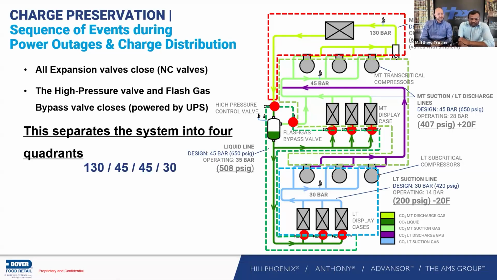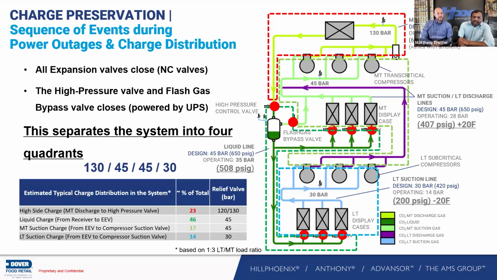So the importance of this is, we did an analysis on a typical supermarket store, which has about a 1:3 load ratio of MT to LT. Then we did a charge calculation, looking at where all these charges reside, in which quadrant, because that's more important when it comes to charge preservation. It's very important to know where my charge is and which one I need to take care of first.